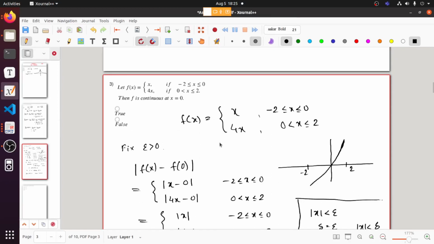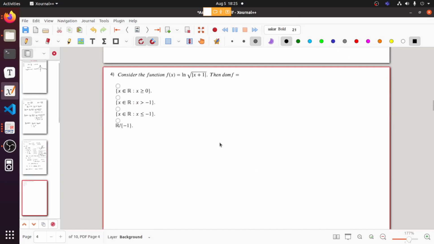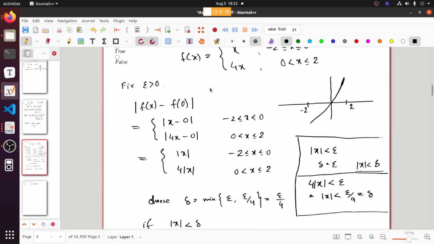Okay, so now 3 is done. Let's move to question number 4. What is question number 4? It says consider the function f(x) equals ln of square root of mod of x plus 1. Then you have to find the domain of f, right? So f(x) is ln of square root of mod of x plus 1. Domain of f means where f(x) is defined.